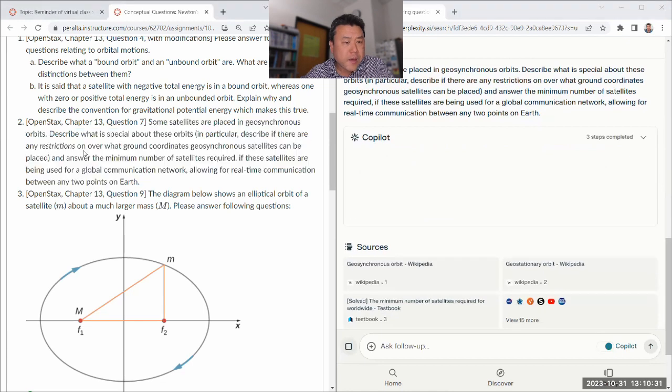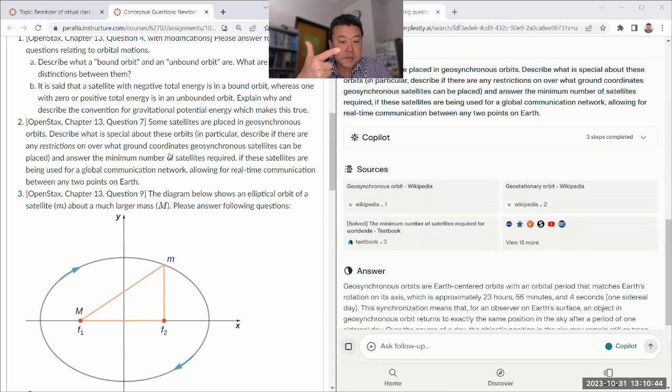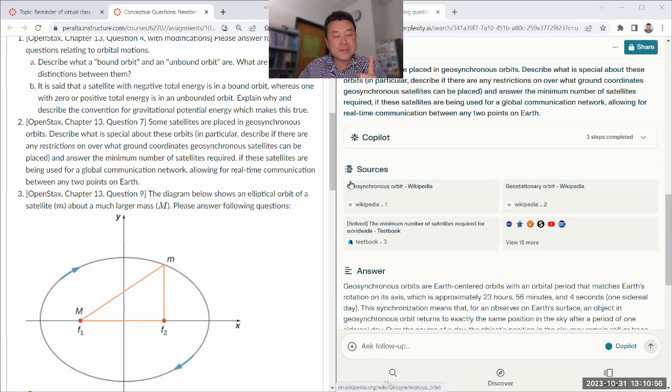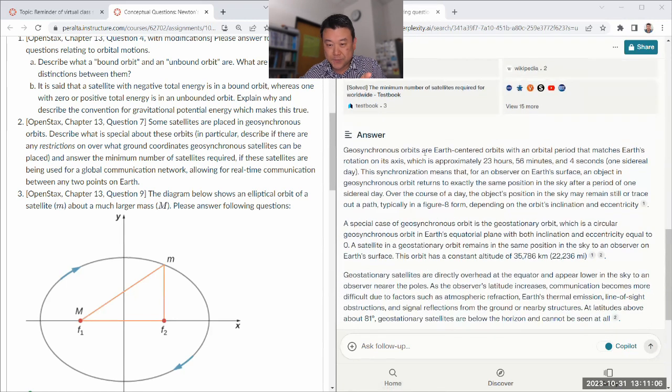Okay, geosynchronous. By the way, I use geosynchronous in a way that's not 100% correct. There's a distinction between geosynchronous and geostationary. Here I use geosynchronous as if it is the same thing as geostationary, and it's not quite. I remember from last year's ChatGPT, it was using geosynchronous the same way I was, but I know it's a mistaken way. So let's see how Perplexity with GPT-4 answers.